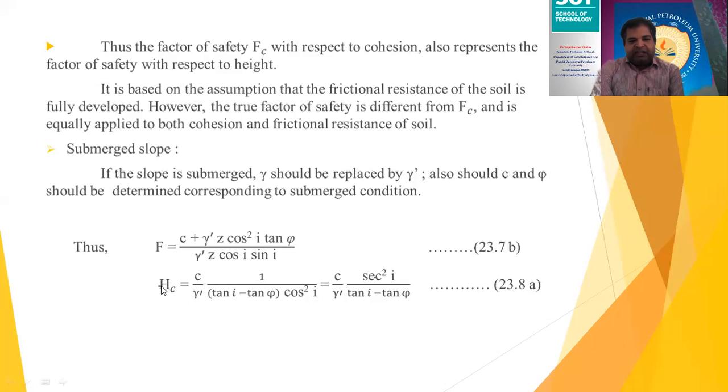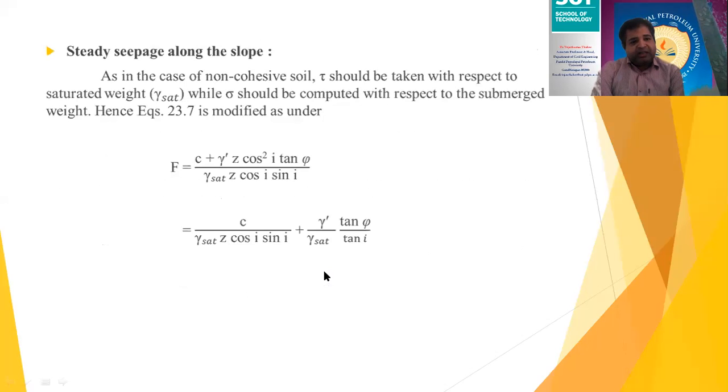So this equation will reduce to, we have already found this equation. So this equation will reduce to this, and if you simplify it, you will get this particular equation. Now, in the case of steady seepage along the slope, if the water is seeping through the soil, again the pore water pressure will come into consideration, as we have seen in the case of cohesionless soil. As in the case of non-cohesive soil, the shear stress tau should be taken with respect to saturated weight, while sigma should also be computed with respect to submerged weight.